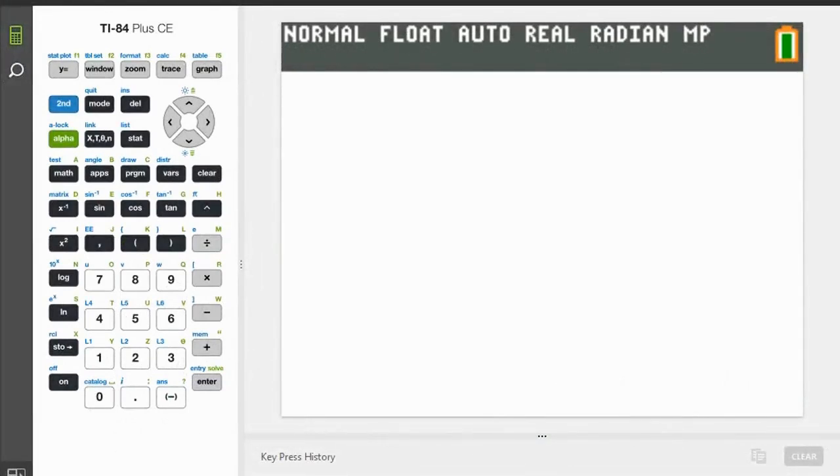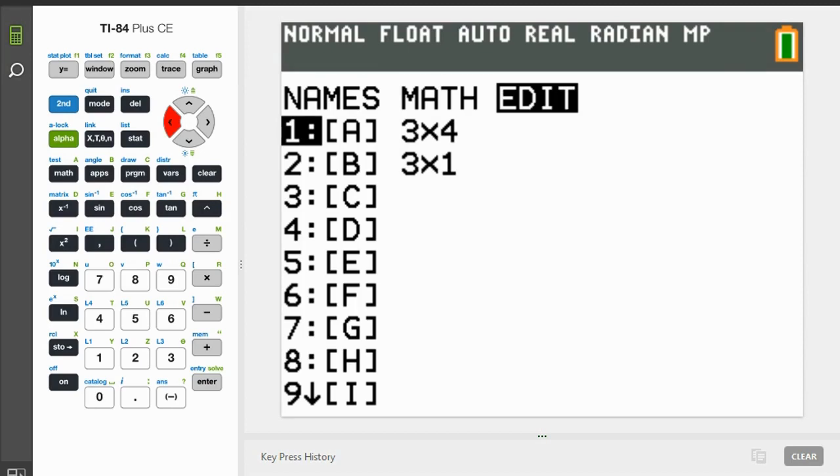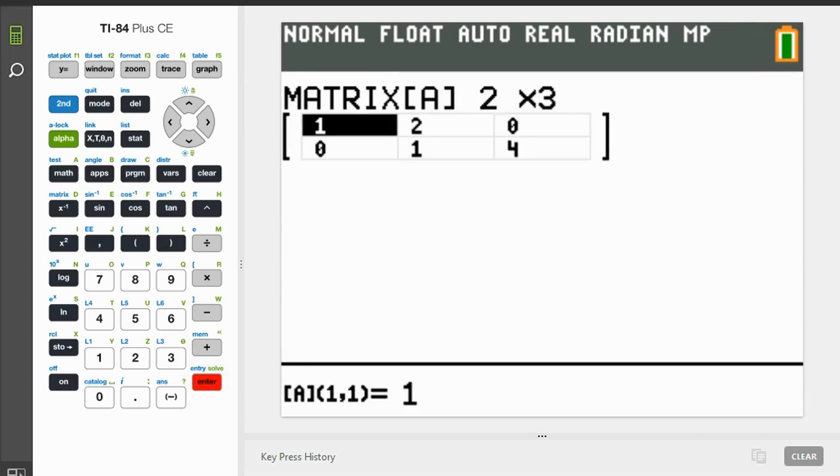So we will go to the matrix button, which if you hit second and then x to the -1, you go to matrices. There are names, math, and then edit. If we want to edit something, we go to edit, clearly. We will use a 2 by 3 matrix, the one that we just did. So x is 1, y is -2.